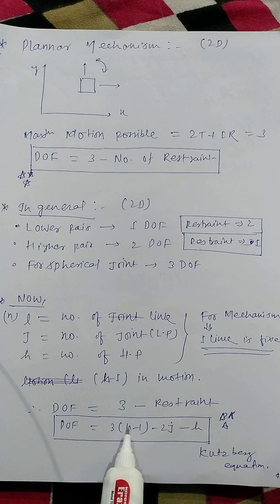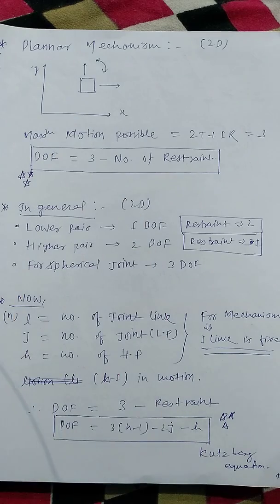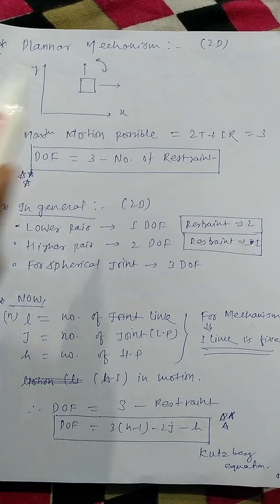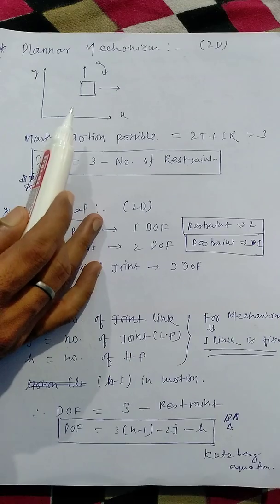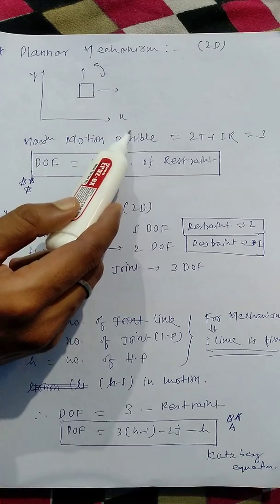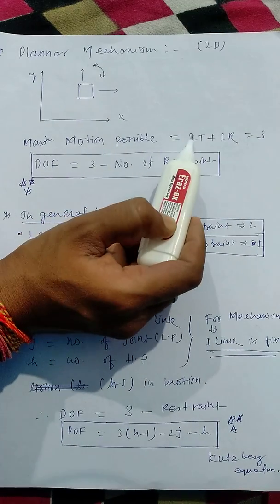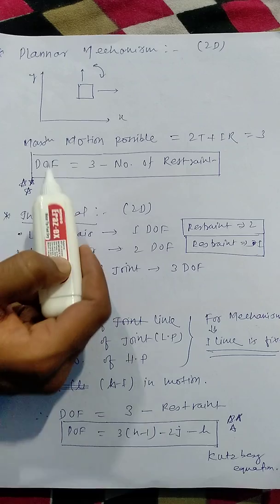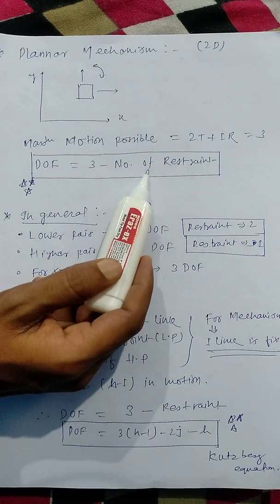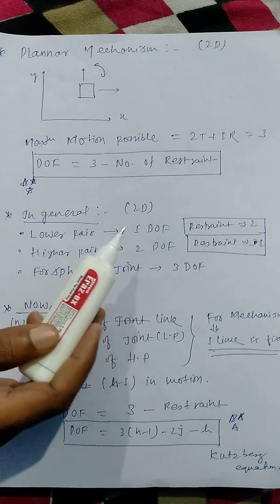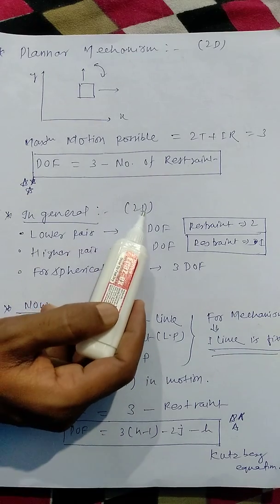How does this formula come? Let me explain briefly. In a planar mechanism, a body has three motions: two translations and one rotation. Maximum motion possible equals 2T plus 1R, that is 3. 2T means 2 translations and 1 rotation. So the formula for degree of freedom equals 3 minus number of restraints. Restraint means that which opposes the motion.